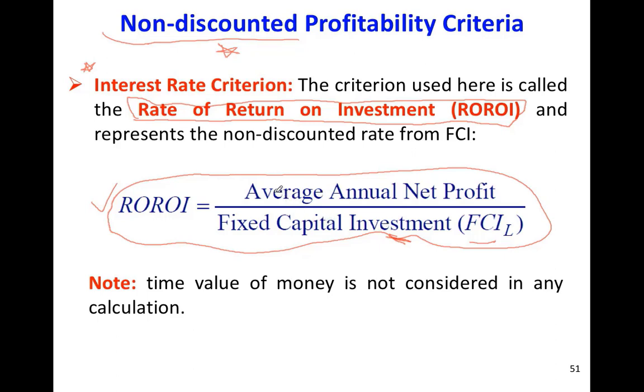And we have to calculate the average net profit. Net profit means how much money you earn minus how much expense you had each year. This is based on a year: the average annual net profit that you got from your project divided by the fixed capital investment you had at the beginning. And again, non-discounted means the time value of money is not considered.